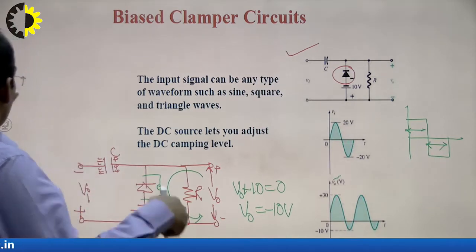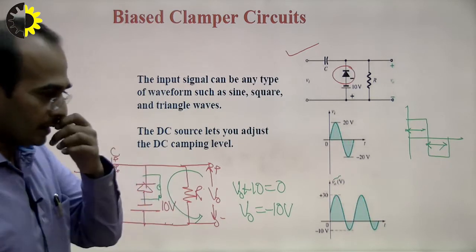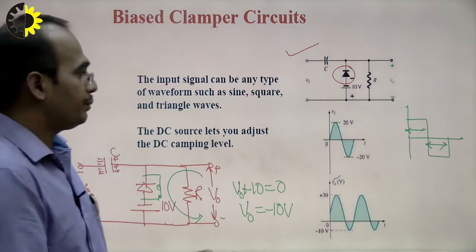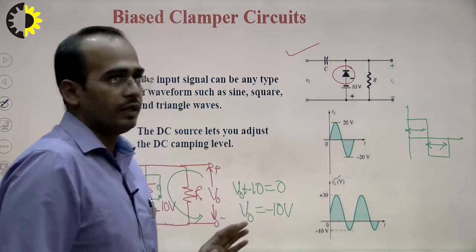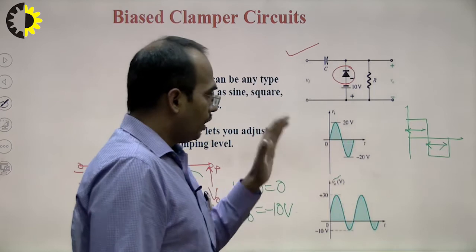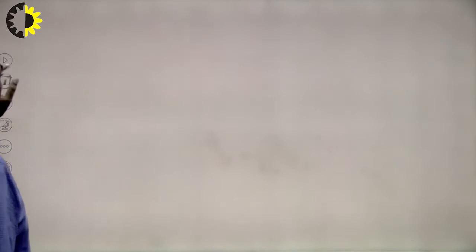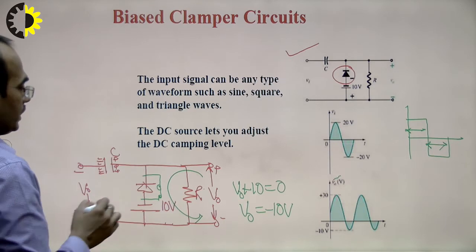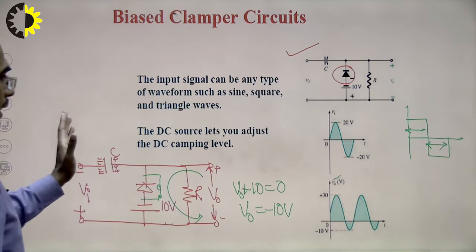Now, one more thing: this clamper is not attenuating or distorting the input signal, this clamper is only adding the DC level to the input signal. So, this signal is not going to distort at the output of the clamper circuit. You will get the same shape of the input waveform, only you are going to add the DC signal to the input. So, for the negative half cycle, this diode will behave as an open circuit, and this capacitor will start behaving as a battery.